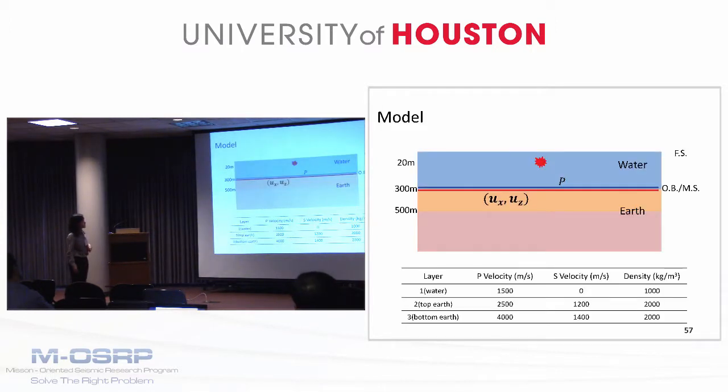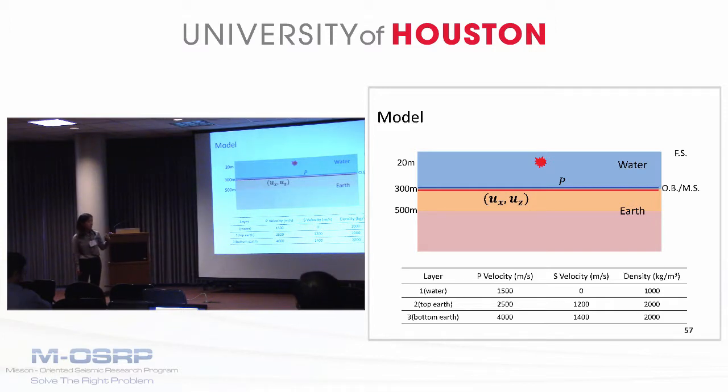Okay, this is the model we use here. We have a water layer and two layers. Parameters are shown below. With this model, we will generate both the pressure data P and the displacement U. P is generated slightly above the ocean bottom in the water, and displacement is generated slightly below the ocean bottom in the earth. Now let's input P and UX, UZ to the wave separation algorithm, or deghosting algorithm.